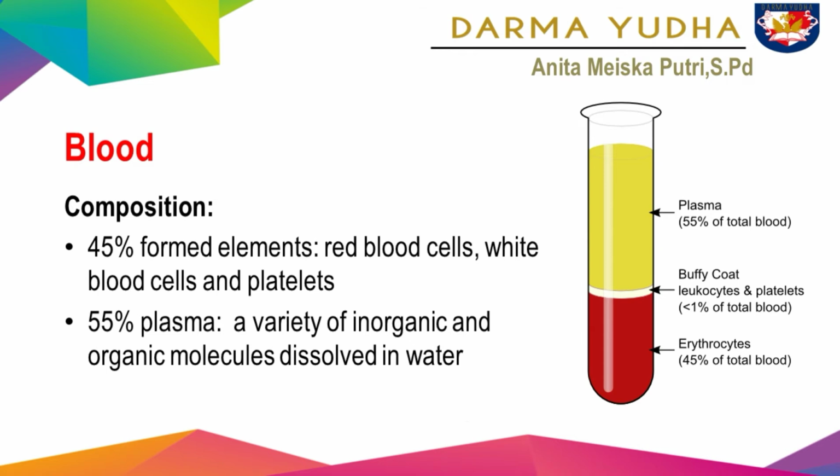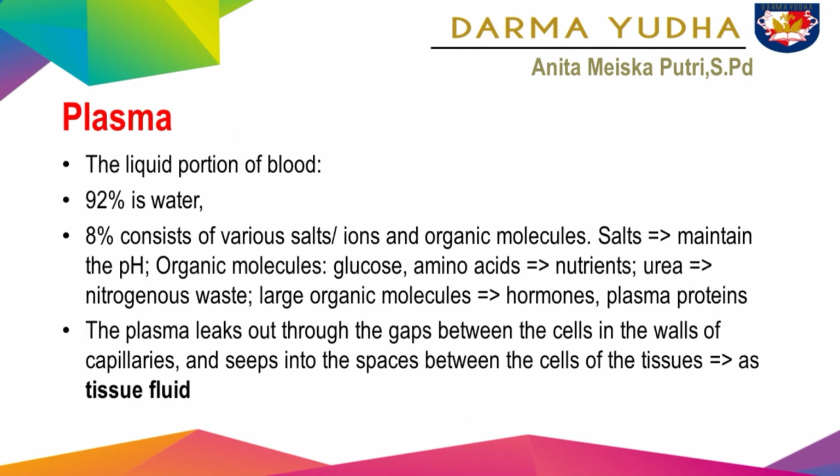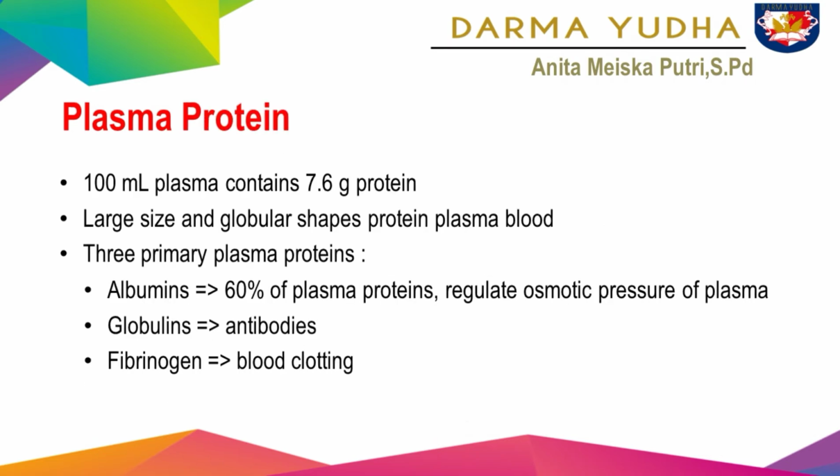And next is about blood. As we know, blood is composed of 45% elements such as red blood cells, white blood cells, and also platelets, and 55% plasma. And you have to remember the function of blood. There are three different functions of blood. And then the plasma. You need to know the characteristic of the plasma. And not only that, but you also have to remember the characteristic of the plasma protein.